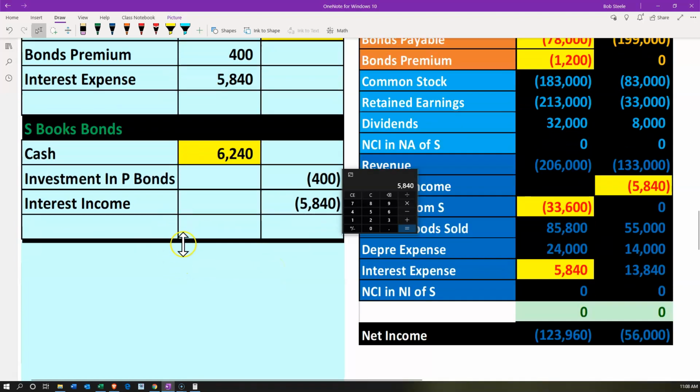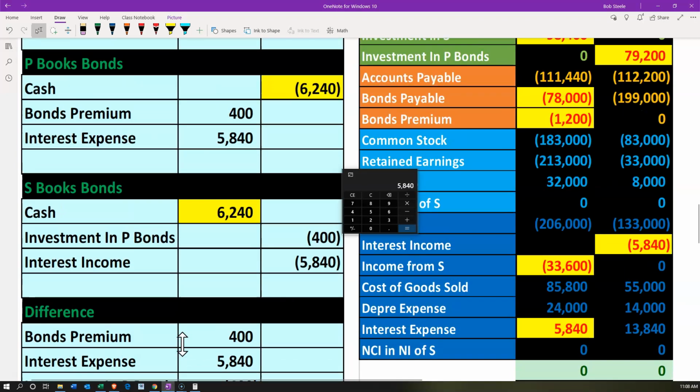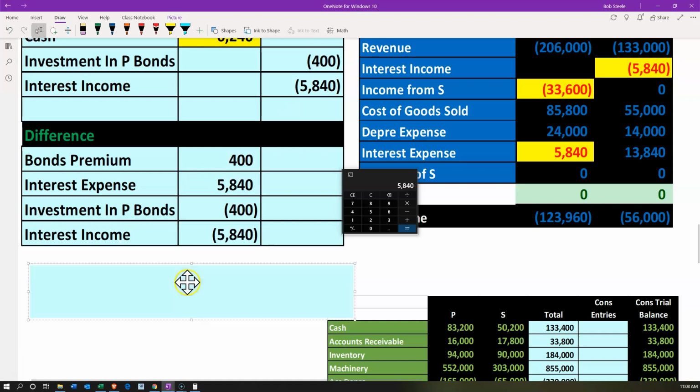And then we could think about, all right, well, what's the difference if we have to eliminate this, because basically we sold bonds to ourselves here. How do we eliminate this thing? Well, you could eliminate the whole thing, right? But you could also say, well, cash nets each other out. Cash nets out. And then I'm left with these four accounts: bond premium, the investment, and then interest expense and interest income. So we're left with these items.